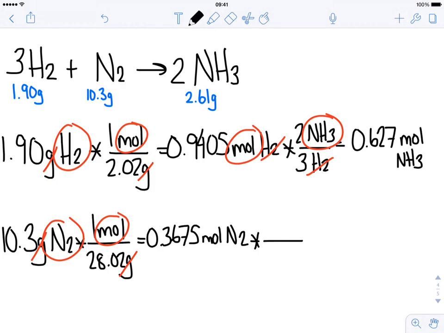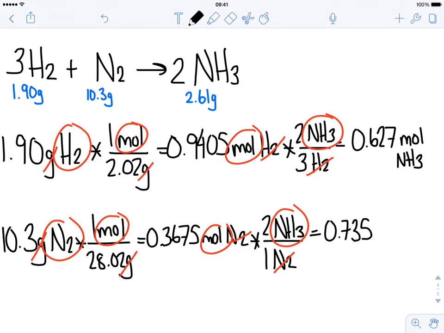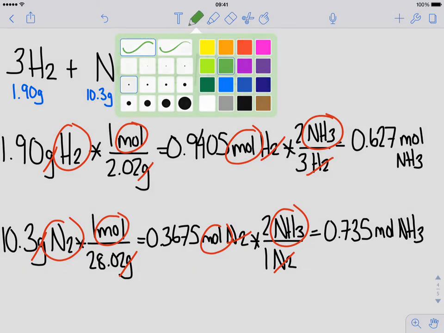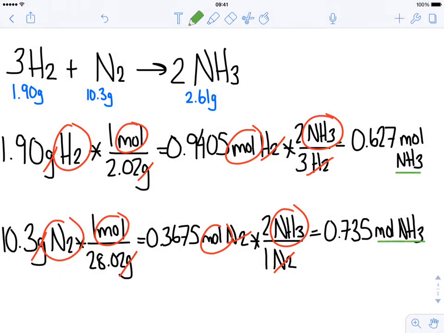Now I'm going to convert this moles of N2 to moles of NH3 using the molar ratios. So again, 2 NH3 on the top because that's the unit that we want to retain, over 1 N2 on the bottom because that's the unit that we want to cancel. N2 cancels with N2 and we're left with moles of NH3. So when you put this into your calculator, you should get 0.735 moles of NH3.